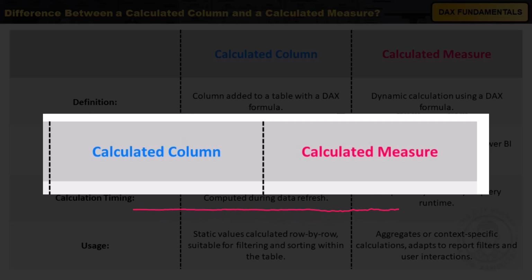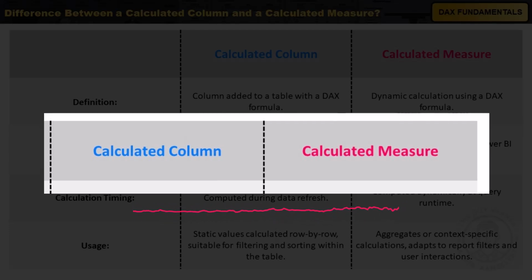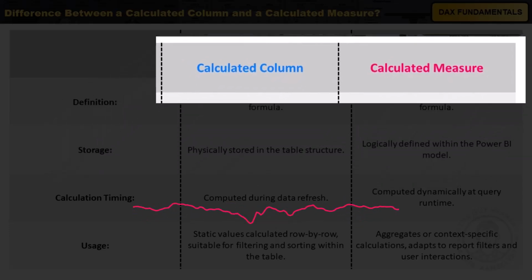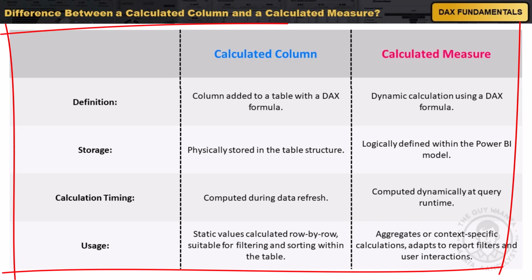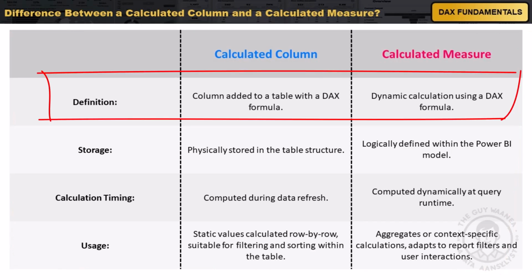Measures are dynamic and respond to the filters applied to the data model. They don't store values in the table, but instead compute results as needed. More details about the differences. Let's look at this table below and compare them by definitions, storage, calculation timing, and usage.